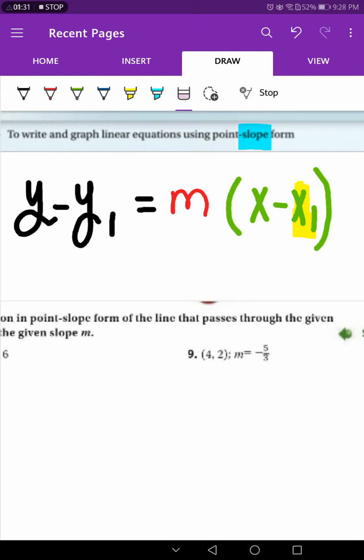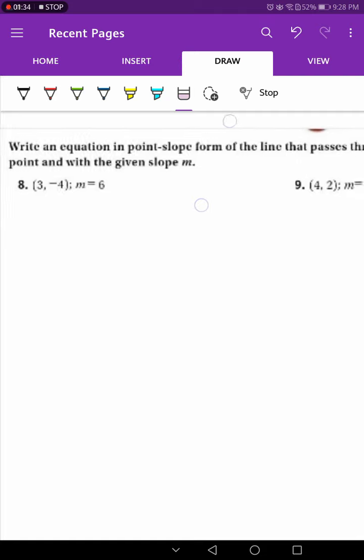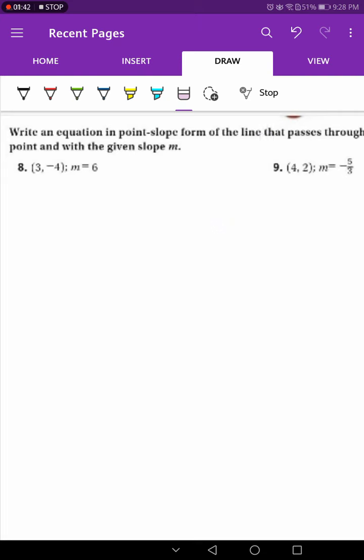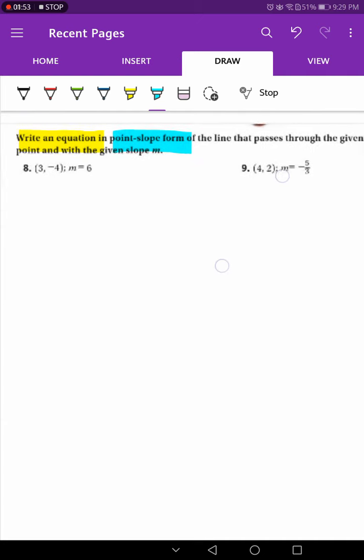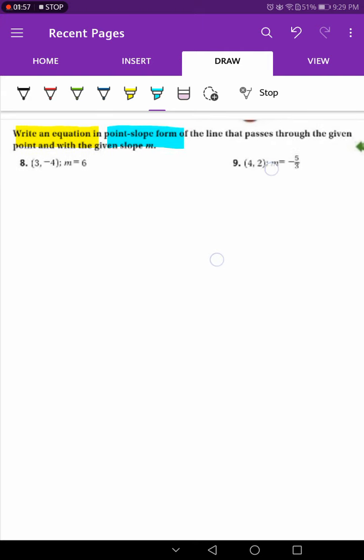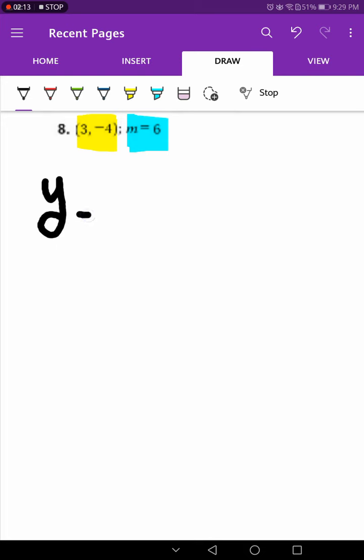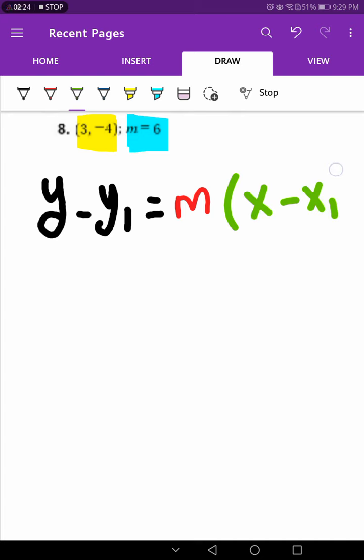Let's go. In the first exercise, he will give you a point and the slope, and he makes sure you memorize the equation and can apply the point and the slope to it. The question says: write an equation in point slope form of a line that passes through the given point and with the given slope m. In this exercise, he gave me a point, the ordered pair, and the slope. So what you have to do is directly write the equation y minus y1 equals the slope multiplied by x minus x1.